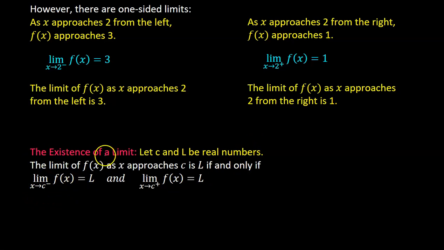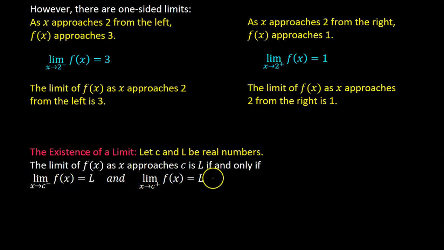So, the existence of a limit. The limit of f of x as x approaches c is L if and only if the limit of the function as x approaches c from the left is equal to L, and the limit of the function as x approaches c from the right is equal to L.